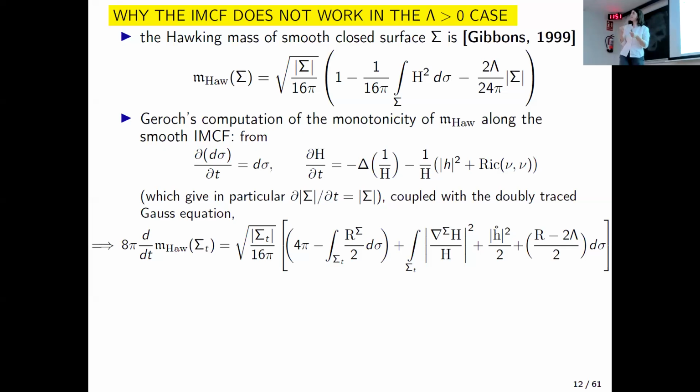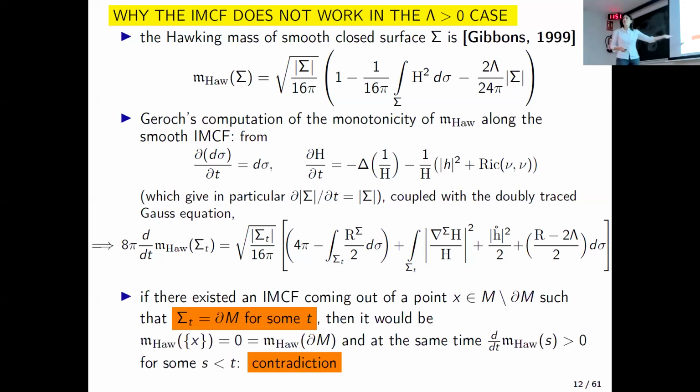Because if you suppose that this happens, you find a contradiction. Suppose that it starts the inverse mean curvature flow from one point. So in there, the Hawking mass is 0. Then the inverse mean curvature flow starts. At the end, as we said, it arrives at the boundary, and on the boundary the Hawking mass is 0.